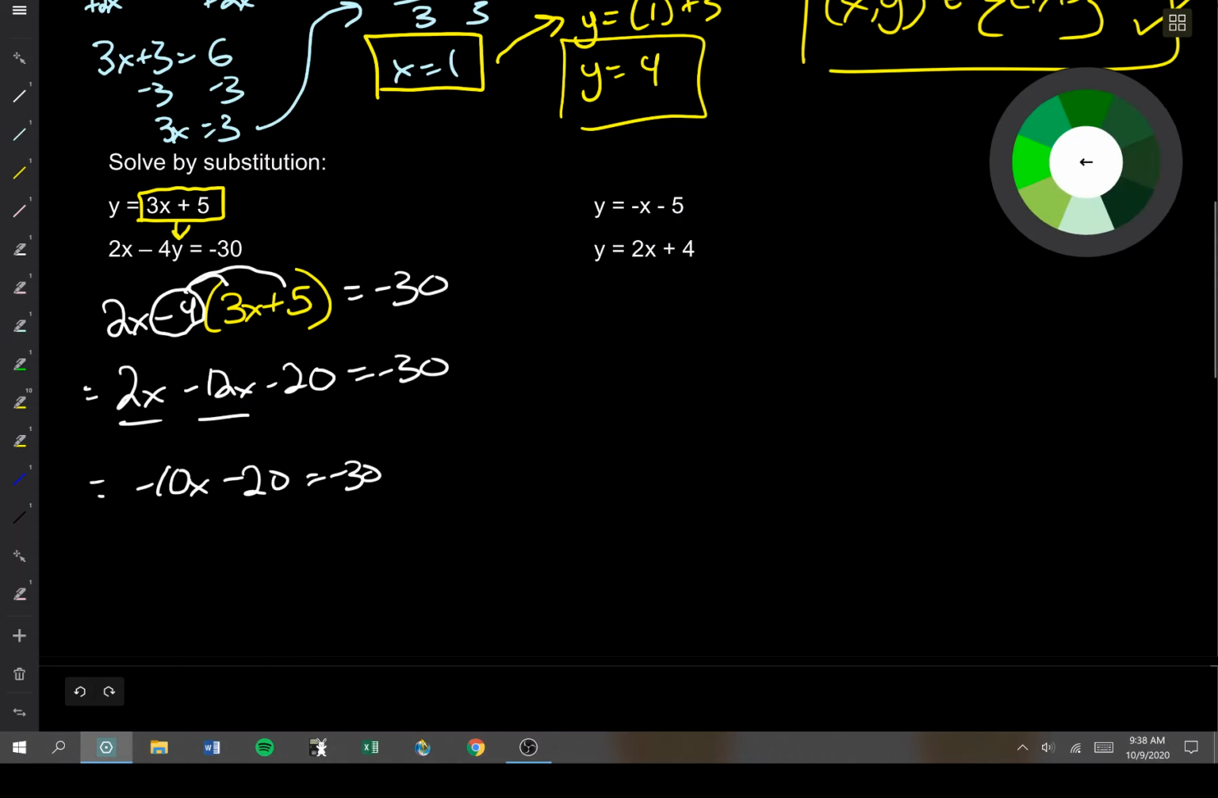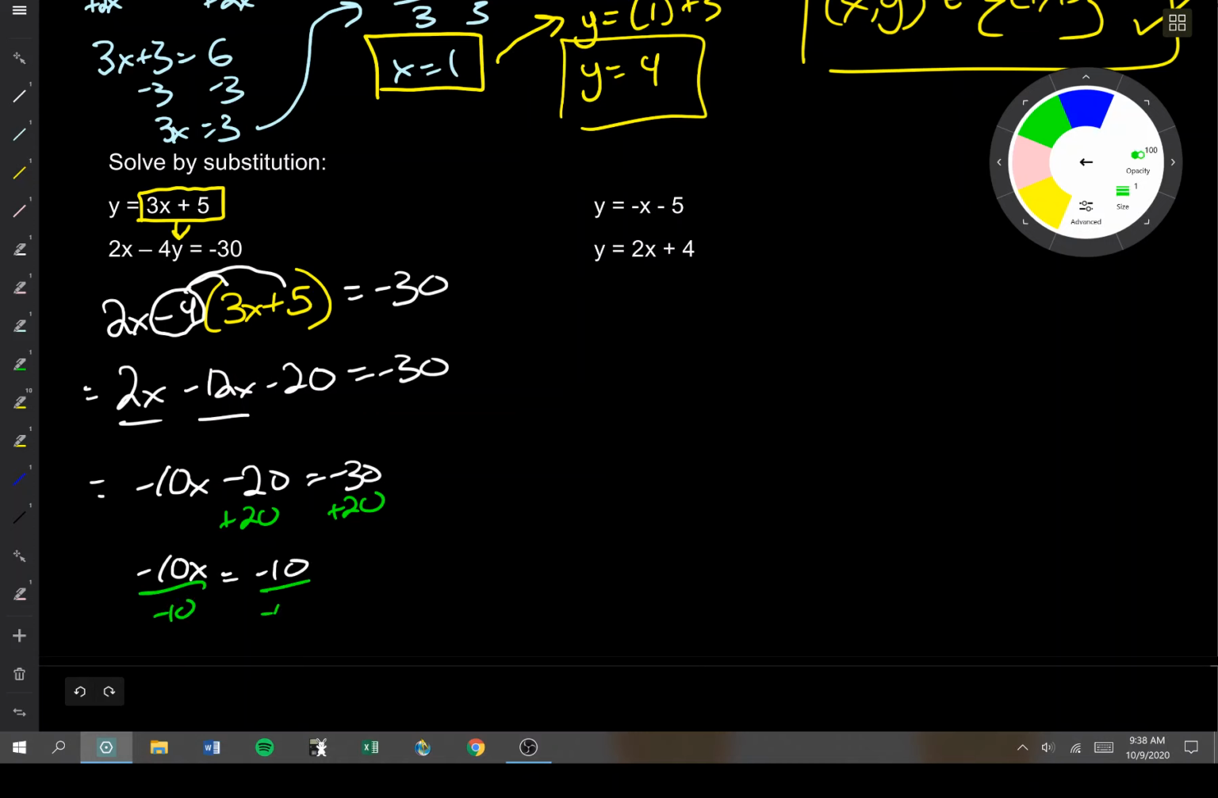I will now add 20 to both sides, giving me negative 10x equals negative 10. Divide both sides by negative 10 to get that x by itself. This right here is negative 10 times x, so to undo the multiplication, I divide. When I divide both sides, I get that x equals 1, just like last time.